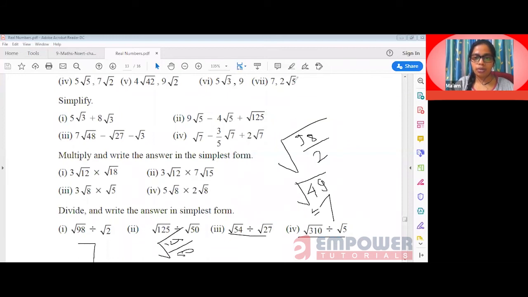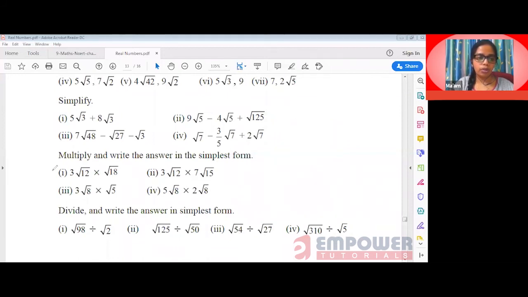So this is your homework. These two questions will be your homework. So take a screenshot and this will be your homework. Okay. So we will do the next one.